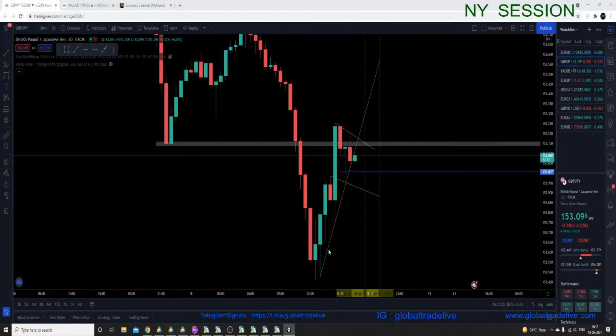Let me just draw something. It went up. Oops, let me just change the color here. Okay, so it went up, came down, went up, came down. Now it has to go up, because it did the same thing here. But what it did was it literally went up a little bit and came down, went up, and then it's coming down. That means this is something which is telling us that it might go down.